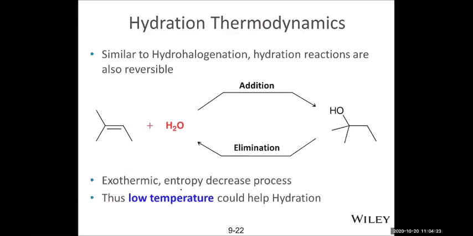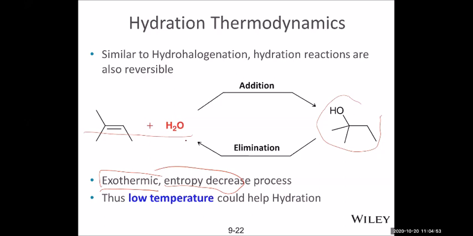Thermodynamics. Because with these 2 reactions, addition can take place and give you the alcohol, and the alcohol can go through elimination and give you the alkene and water. The entropy factor is the main factor. The forward reaction is exothermic. Okay, forward reaction exothermic, and entropy decreases.